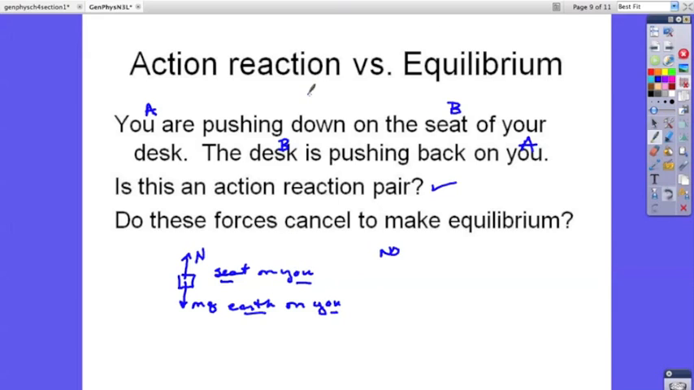In order to be an action-reaction pair, the thing acting and the thing receiving the action have to switch places. You on the seat, the seat on you. That's an action-reaction pair. So action-reaction pairs do not add up to be equilibrium because they're not acting on the same object. It's the same force, each object acting on the other.